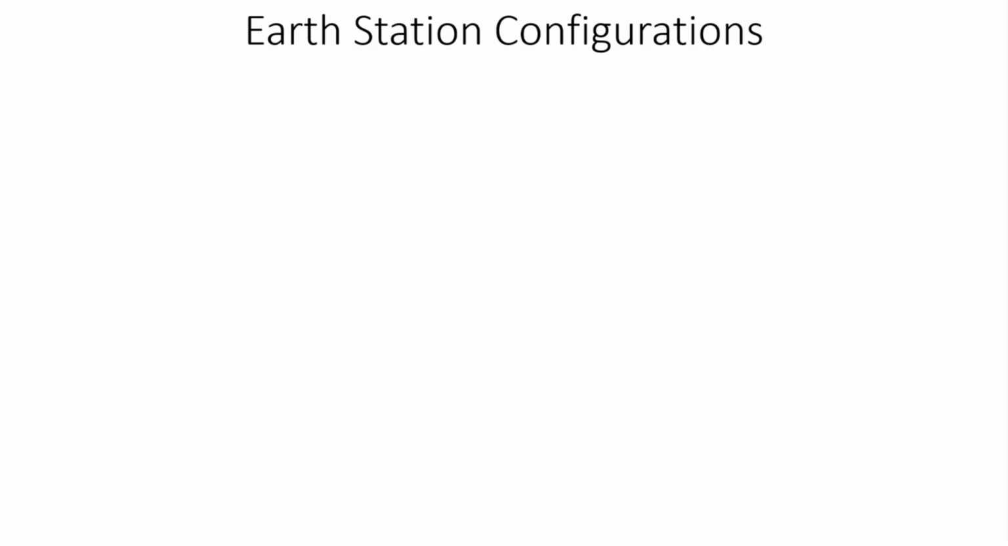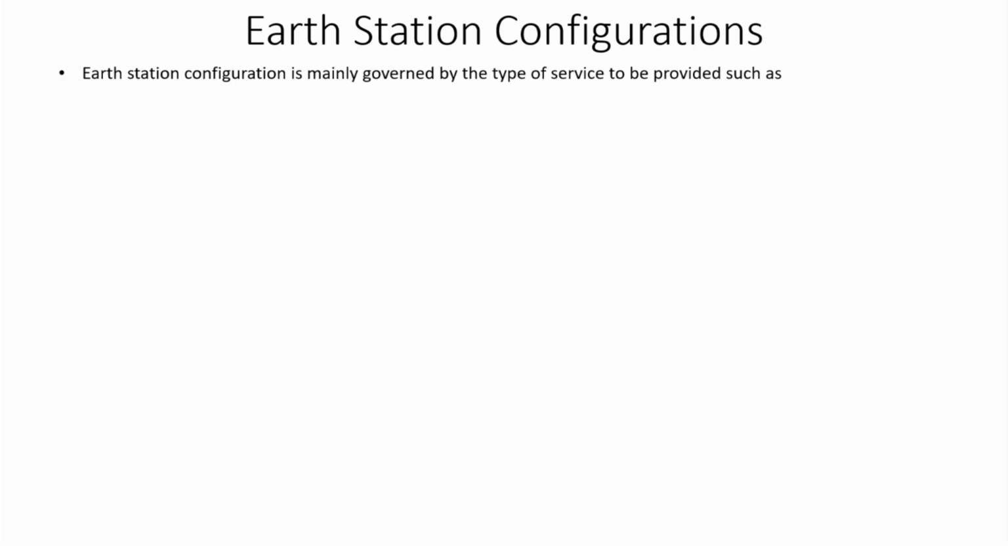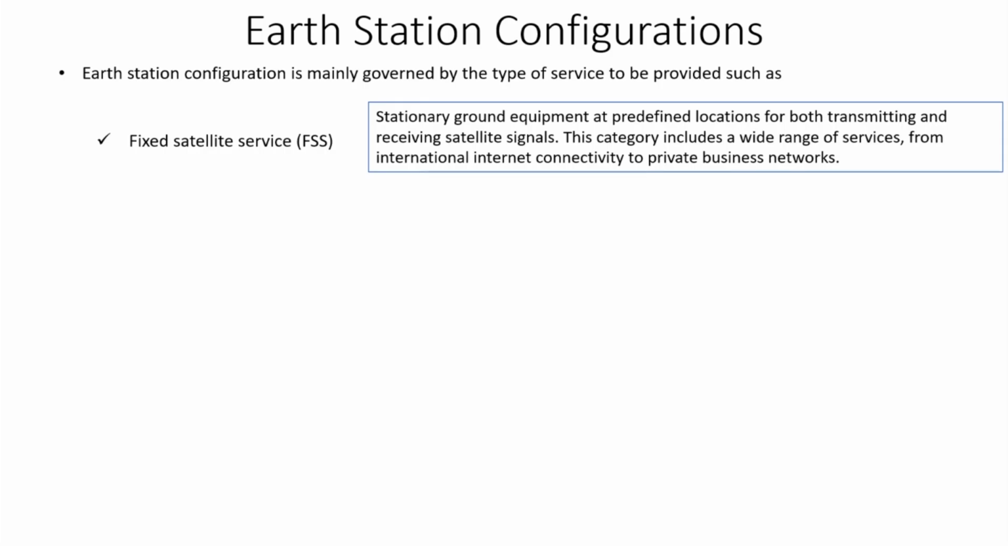Now let us see what the earth station configurations are. Any earth station configuration is mainly governed by the type of service provided. It can be the fixed satellite service. What is fixed satellite service? It is stationary ground equipment at predefined locations, not mobile, for both transmitting and receiving satellite signals. This category includes a wide range of services: international internet connectivity, or business networks like banking and the share market.